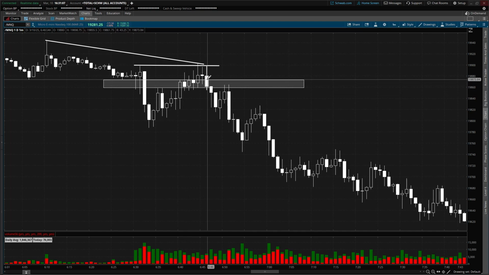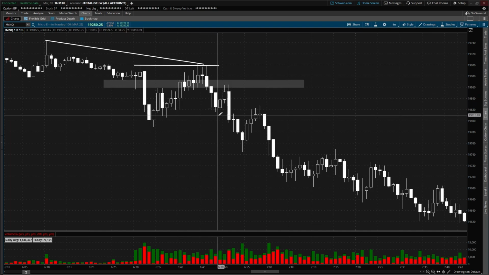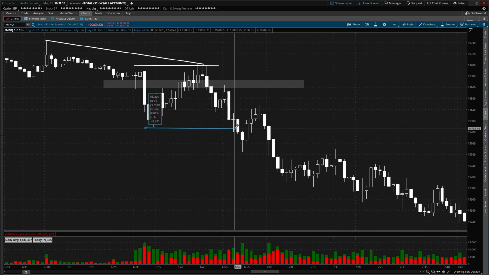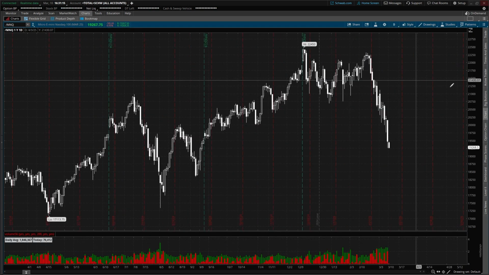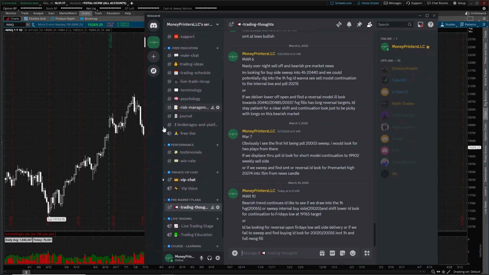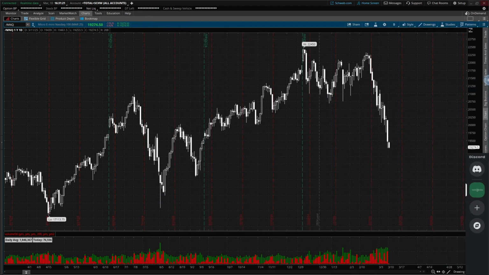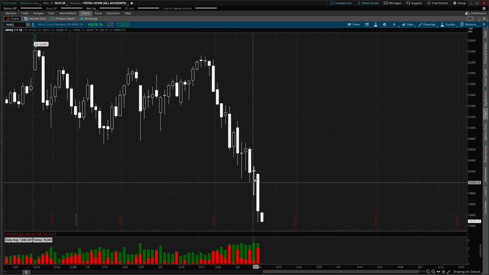And we ended up getting that shift low, that aggressive selling pressure. Again, my target lies at looking at the internal low. And my main narrative draw, totally forgot to put this in, was 19,765, which is going to be Friday's low. So this was looking to be my main target.